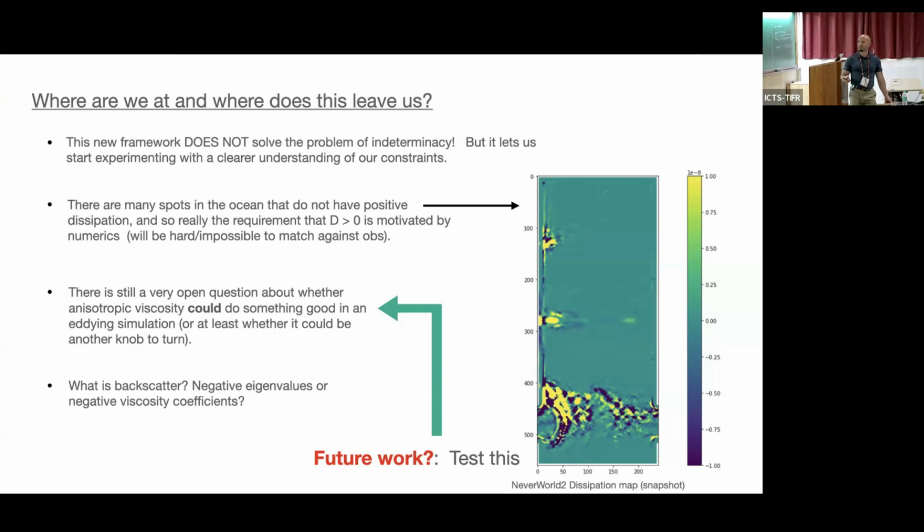But there's still this really open question about whether this idea of anisotropic eddy viscosity could do something good. It's been tested before, it has done something good, but generally, what do you do with this? That's totally an open question. It also clarifies for us what backscatter actually is. It's negative eigenvalues, not necessarily negative coefficients of your viscosity tensor. This is something you could totally play with, and I know backscatter is a hot topic amongst a lot of modeling centers. So let's be clear, these are about the eigenvalues of your viscosity tensor.